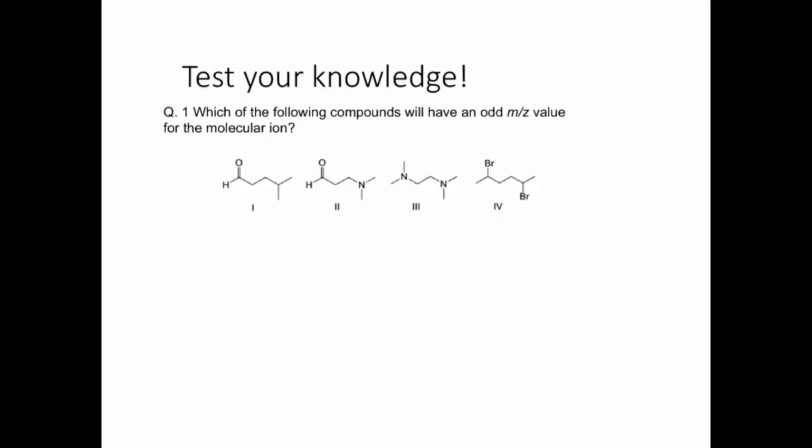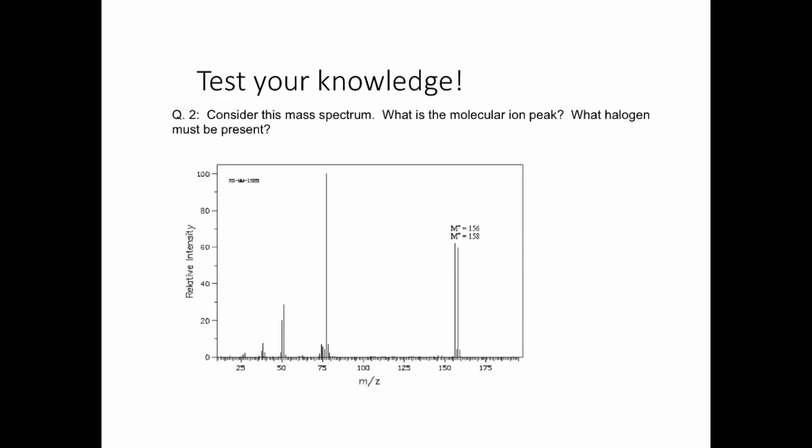Now test your knowledge. Based on this video, do you know which of the following compounds will have an odd mass to charge value for the molecular ion? Look at this mass spectrum. Can you tell me what is the molecular ion peak? And based on the spectrum, what halogen must be present? So is there chlorine, bromine, fluorine, or iodine present?